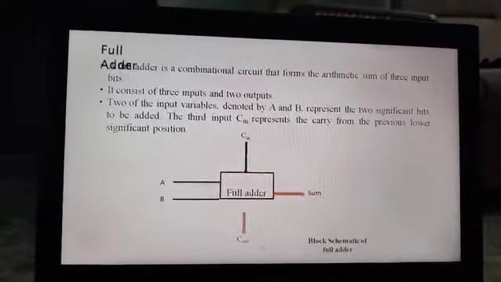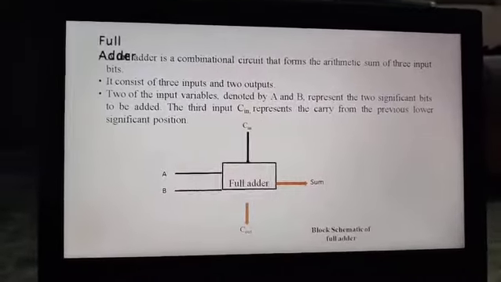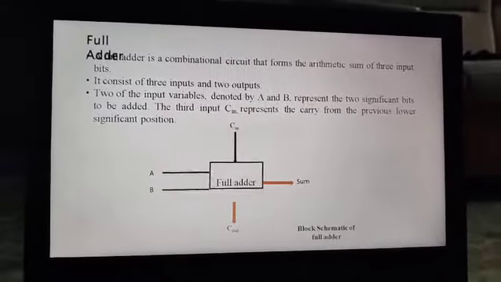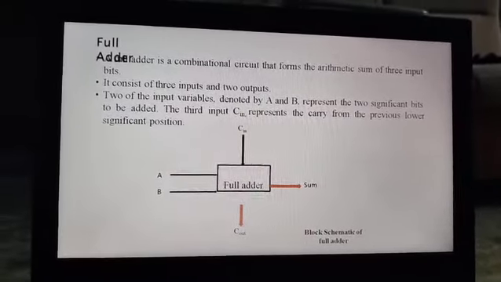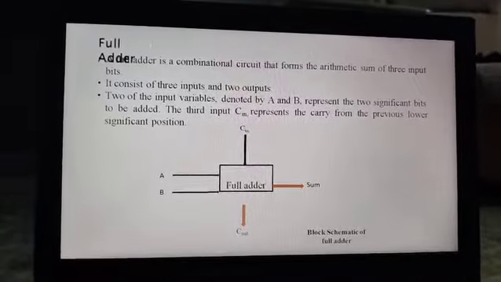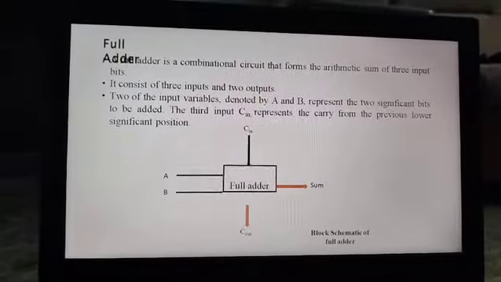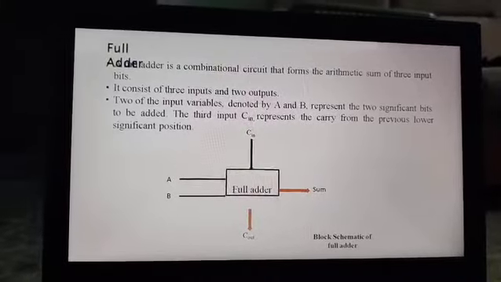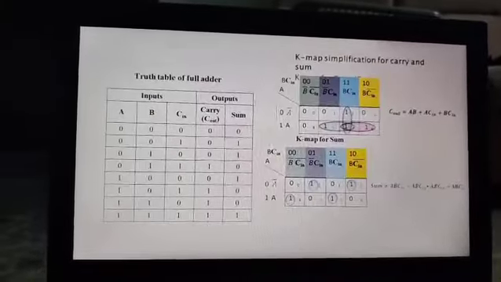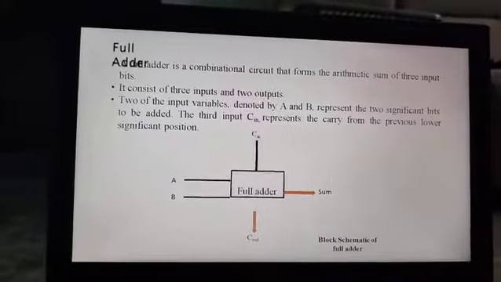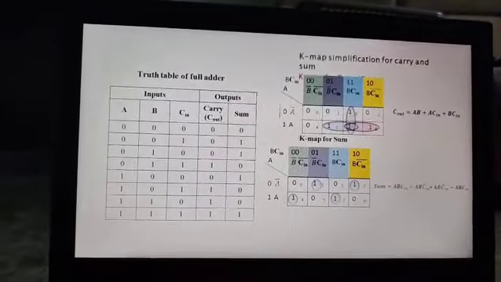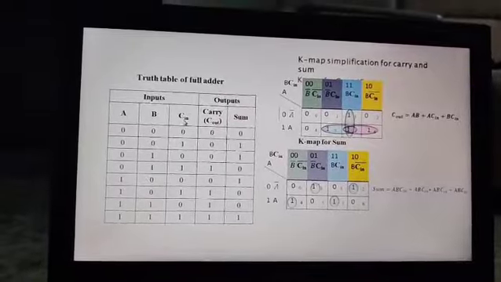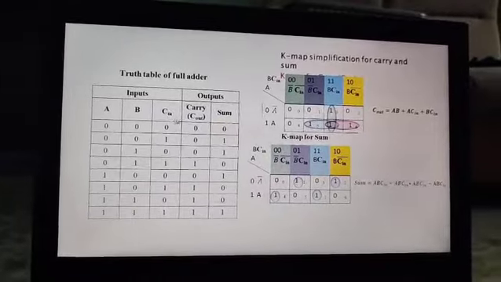Right. Next, this full adder. What does this full adder represent? We have the same concept, but here the input variables will be of two significant bits, and our third input will be the carry from the previous lower significant position, that is A, B, C in. This is our third input.